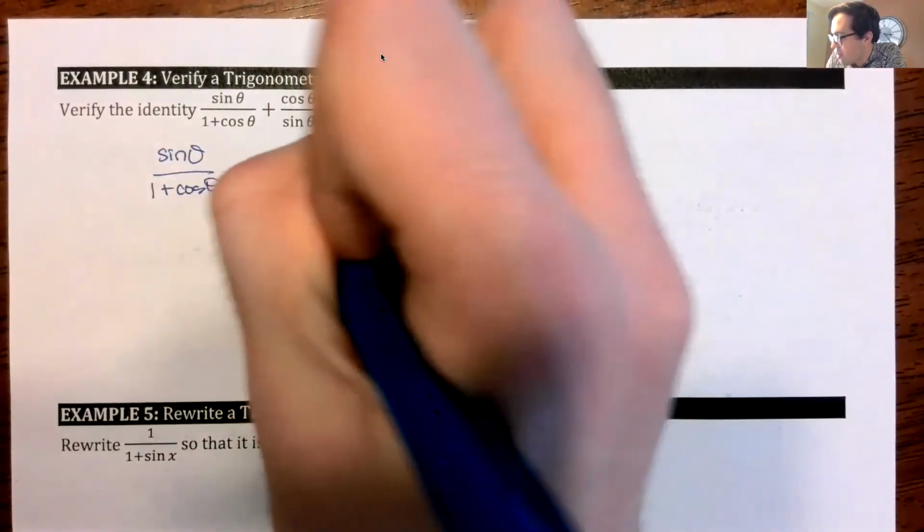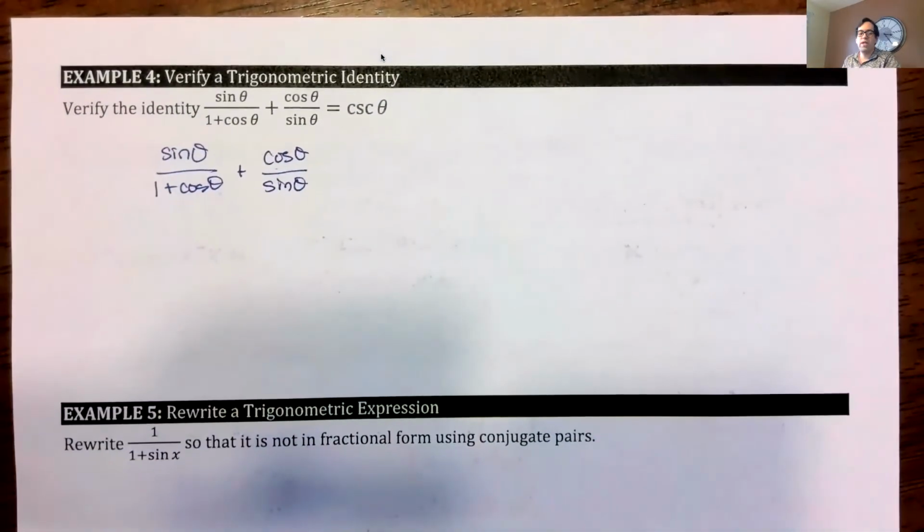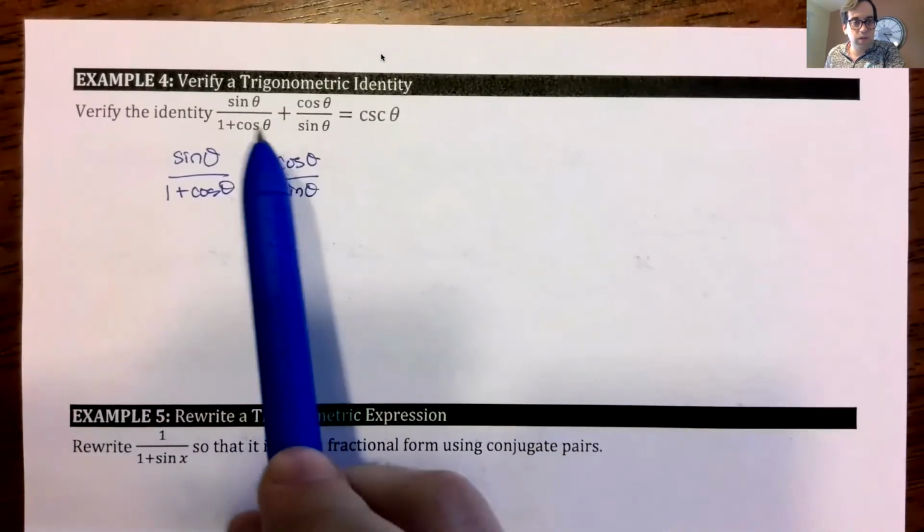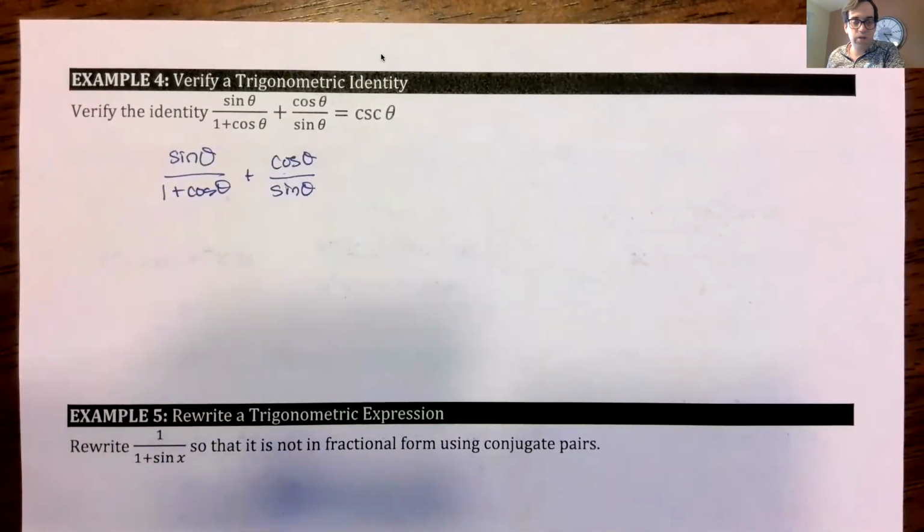All right, so let's think about the strategies that we know so far. We know that it might be helpful if we change everything into sines and cosines. Okay, well, that's already done here. Our second strategy was consider finding a common denominator if you have multiple terms. And in this question, we start with 2 terms. We know we're going to have to end with 1 term. So it's actually a pretty good idea to try to find a common denominator.